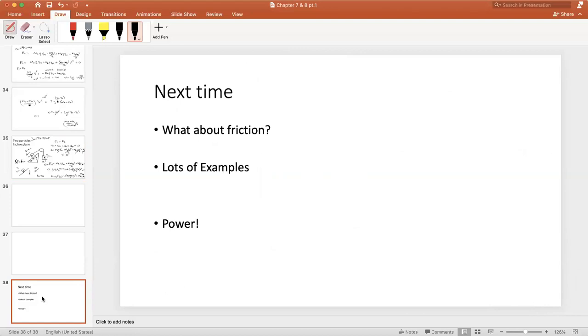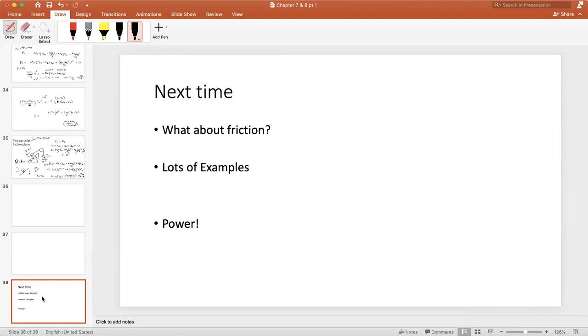Next time, we're going to talk about friction and do lots of examples, and we're going to talk about power and a few other things that I didn't cover out of 7. Today I covered 7 and 8, but there were chunks of things I didn't cover. And I didn't cover friction because friction pulls energy out, and if there's friction, things aren't conserved. So we're going to go back through this stuff and talk about what happens with non-conservative forces and how to deal with them. But it's pretty easy.